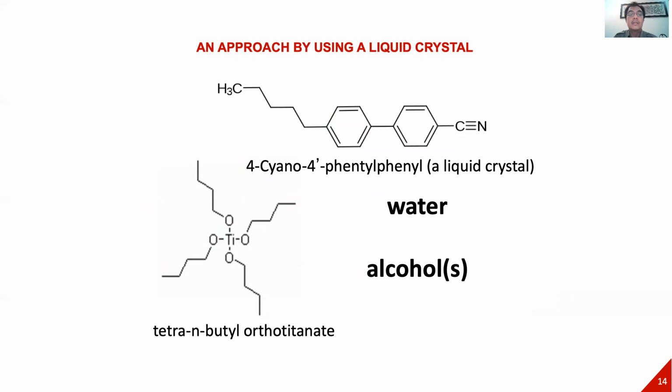Yeah, the approach is very simple. By using liquid crystal 5CB, and the hydrolysis needs to be controlled by adding water and alcohol in different ratios. So the combination of the liquid crystal 5CB and also the precursor, that is tetrabutyl orthotitanate, is placed under strong magnetic field and left in open air to remove the solvent by evaporation. It took more than 1 day to evaporate the solvent.